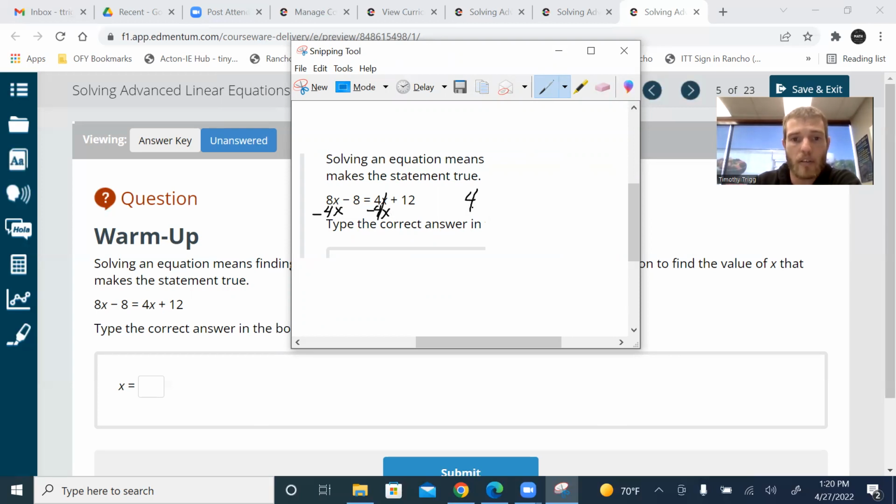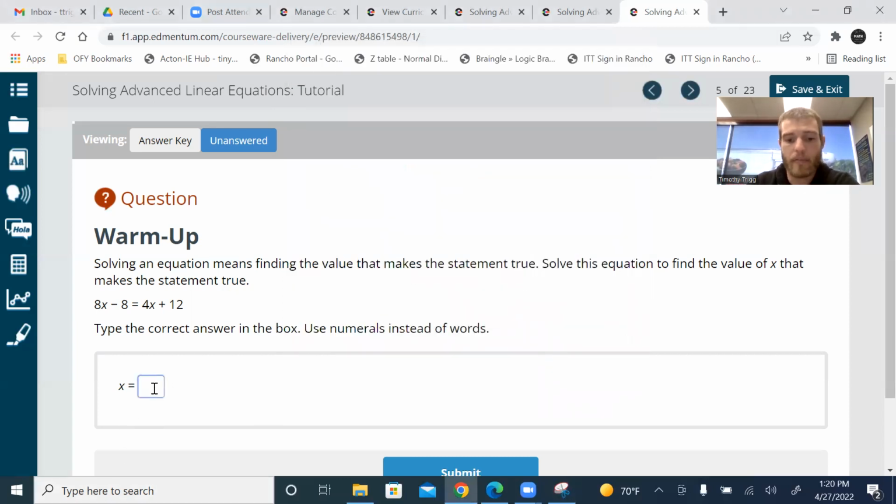So that's going to give us 4x minus 8 on the left equals, and then just 12 on the right. From there, we're going to use the addition property of equality to add 8 to both sides of the equation, giving us that 4x equals 12 plus 8, which is 20. Lastly, to get x by itself, we're going to divide by 4 on both sides of the equation, giving us that x equals 5. Okay. So here we want to put 5.